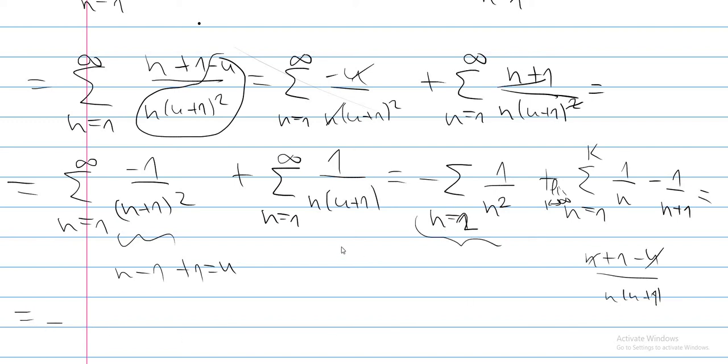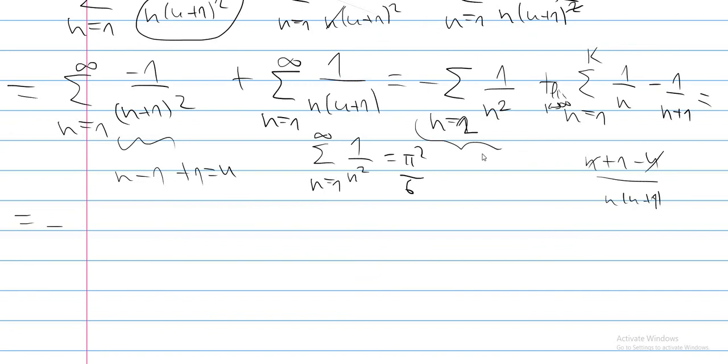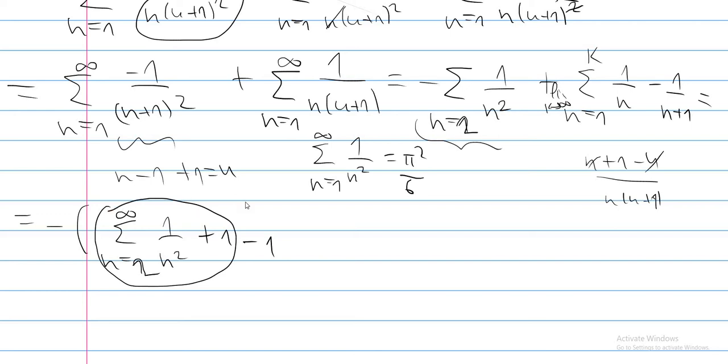And now what do we get? So this thing looks like the Basel problem. We know that this sum equals pi squared over 6. And we are missing the first term. So let's add that one and subtract that one. So we will have minus a sum going from 2 to infinity of 1 over n squared plus 1 minus 1, since the first term is 1. And now as you can see, this part will turn into this. And this is just the remainder.